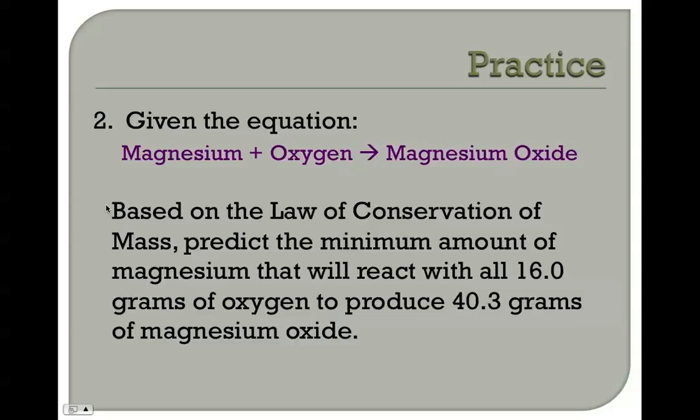Here, based on the law of conservation of mass, predict the minimum amount of magnesium that will react with all 16 grams of oxygen to produce 40.3 grams of magnesium oxide. So setting this up, magnesium being our missing variable, plus oxygen producing magnesium oxide, X or magnesium must be equal to 24.3 grams.